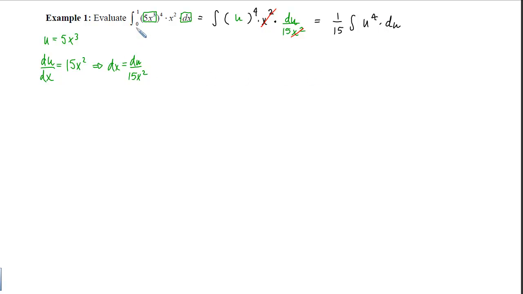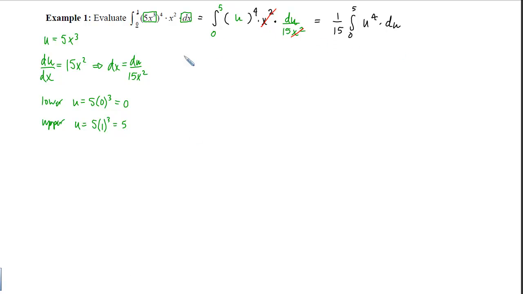Now our next step is we've got to address the limits. These limits were limits on x. So our goal is to figure out what u is going to be when x is 0 or when x is 1. So we find them by taking our u and then plugging in our lower and upper x's. So this would be 5 times my 0 cubed, which is 0. And my upper limit will be 5 times my 1 cubed, which is 5. So my new limits, when I change to u's, will need to go from 0 to 5.